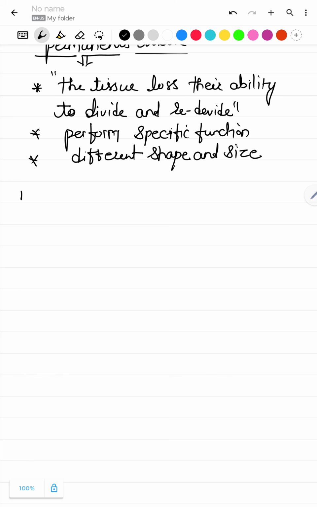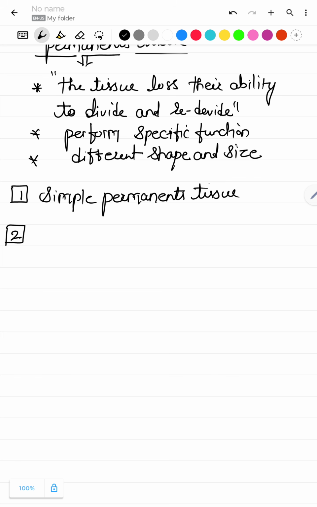The first type of permanent tissue is the simple permanent tissue, and the second type is the complex permanent tissue. Simple and complex, these are the basic types of the permanent tissue. Today we are discussing only the simple permanent tissue.